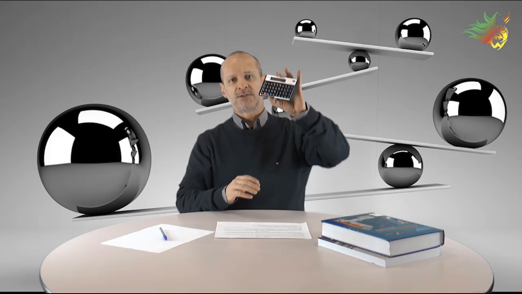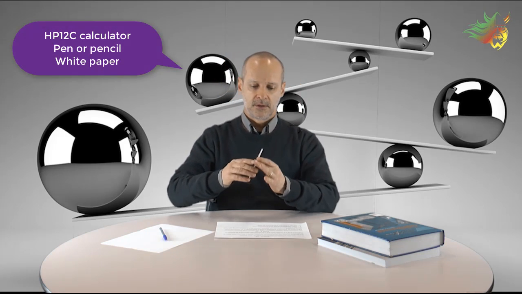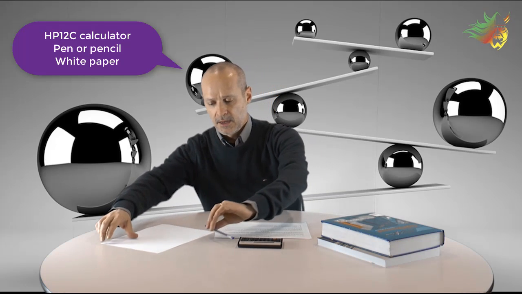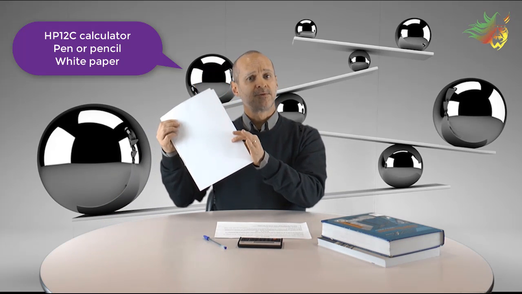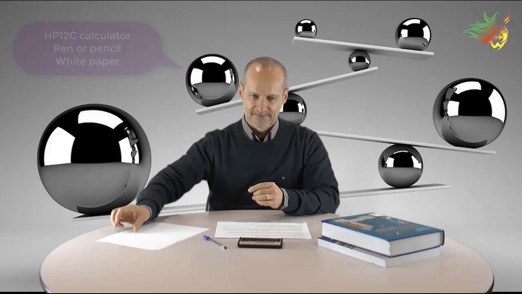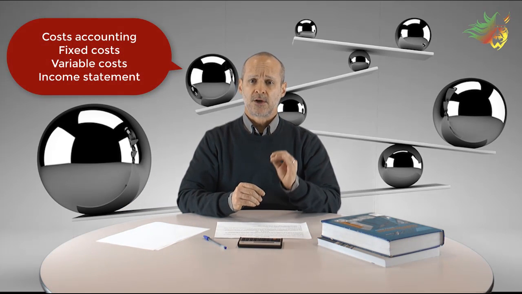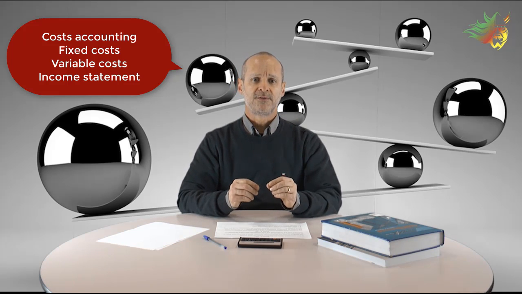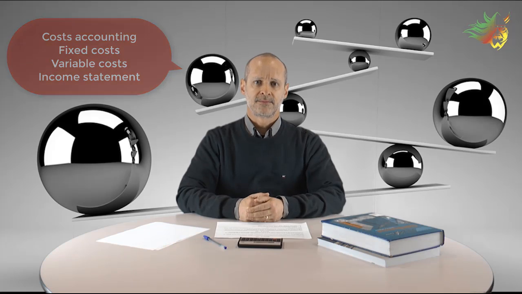To start, keep on hand one HP 12C financial calculator, pencil or pen, and white paper to take notes. To follow this class, you need to have previous knowledge regarding costs accounting, understand fixed and variable costs, and be familiar with the income statement.